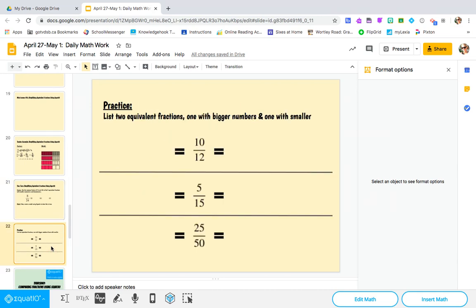At the end today, I'm just going to have you practice both things. Can you create a lower equivalent fraction by simplifying? Can you create a larger equivalent fraction by multiplying? Remembering they all have the same value in the end.